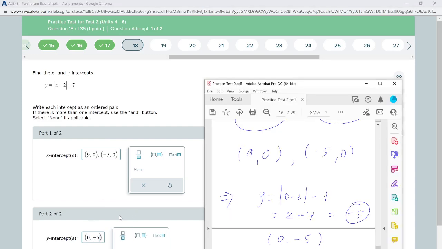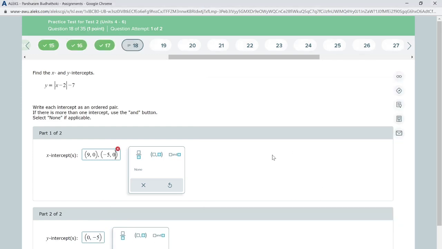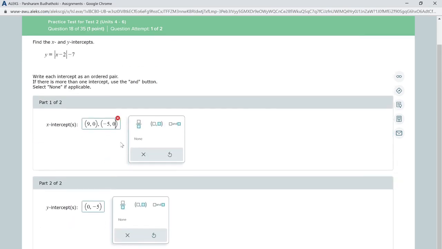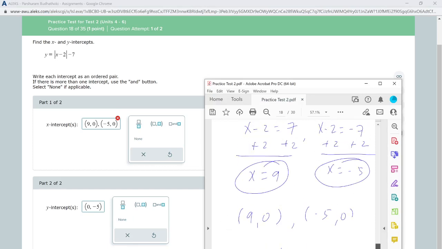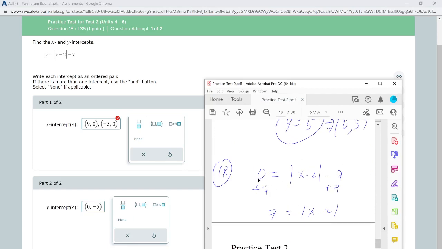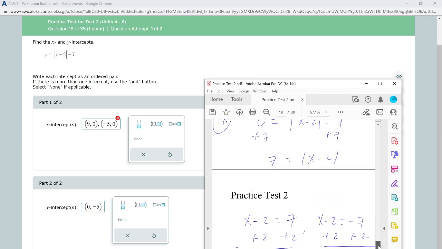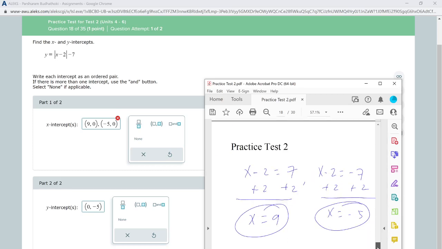Let me double check, negative 5, yes. What did I do wrong? 9 comma 0 and negative 5 comma 0. Write each intercept as an ordered pair. Yes, we did that, 9 comma 0, and let me double check here, negative 5 comma 0. Okay, so I put y equals 0, absolute value of x minus 2 minus 7. I add 7 both sides. So absolute value of x minus 2 is positive 7 and negative 7. I added 2. So 7 plus 2 is 9.